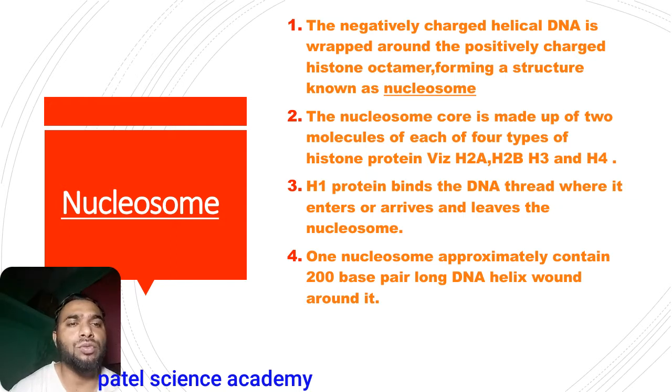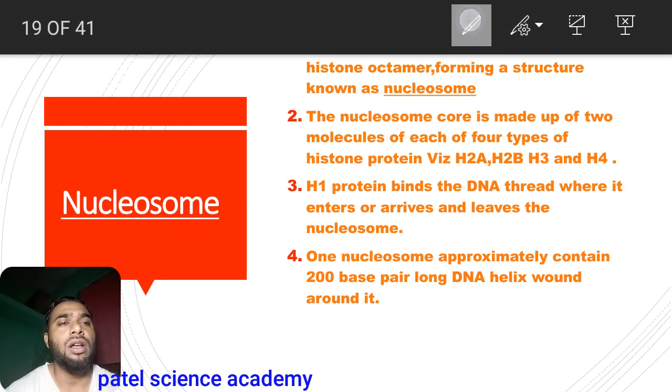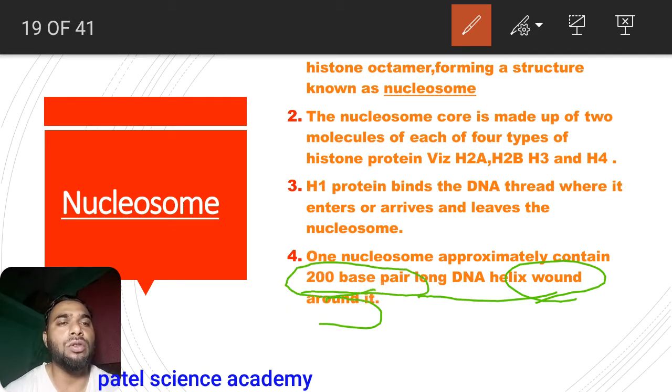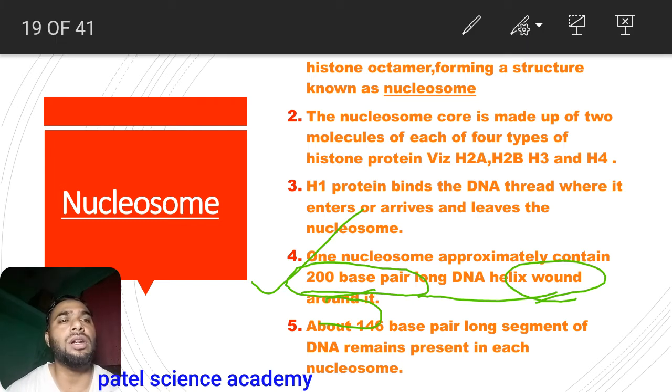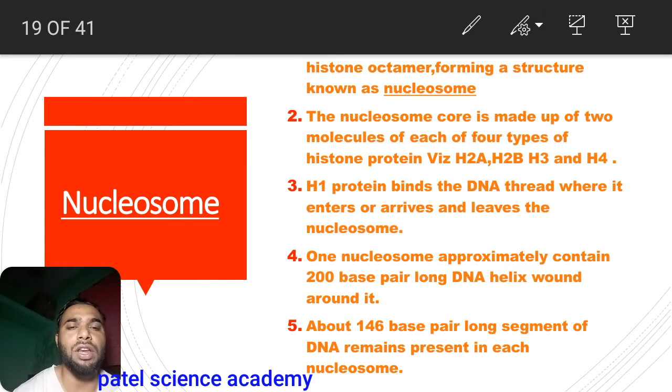of nucleosomes. One more point: one nucleosome approximately contains 200 base pairs of the long DNA helix bound around it. So how many base pairs are there in the DNA molecules in one nucleosome? This is a very important point, dear students. There are 200 base pairs in the nucleosome, and about, dear students, you can also see the last point is again very important. About 146 base pairs. How many base pairs? A 146 base pair long segment of the DNA remains present in each nucleosome.